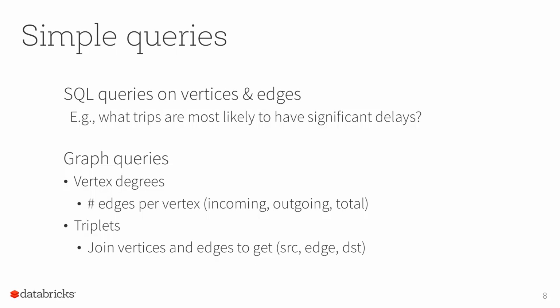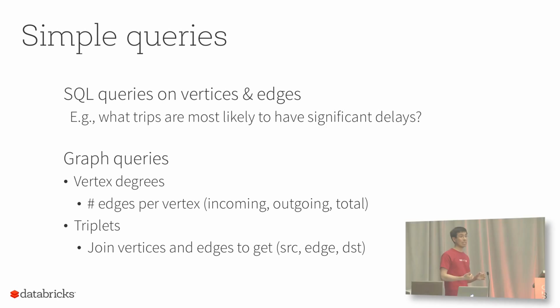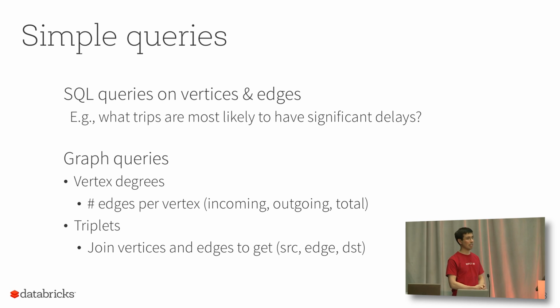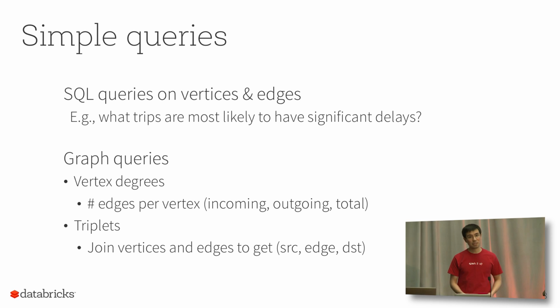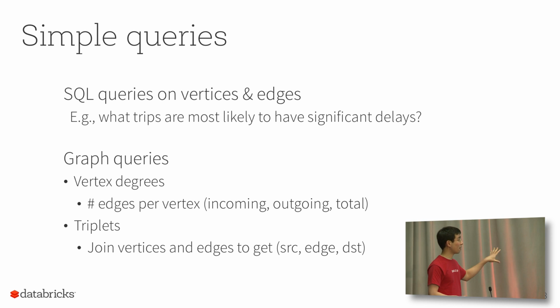So what are simple queries? By that, I mean, first, the vertex and edges are represented in data frames, so you can make SQL or data frame queries on them. And we'll see you can answer things like, what trips are most likely to have significant delays? The other type of simple queries are graph queries, such as looking at vertex degrees, in other words, the number of edges incident on a vertex, or say triplets, which is a simple join between vertices and edges in order to get, for each edge, not just the edge data, but the associated source and destination data.